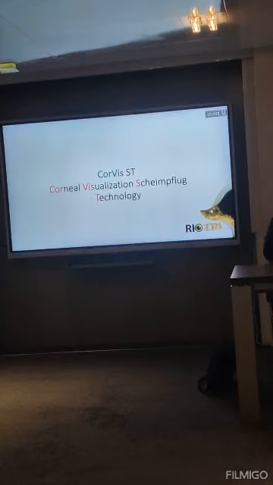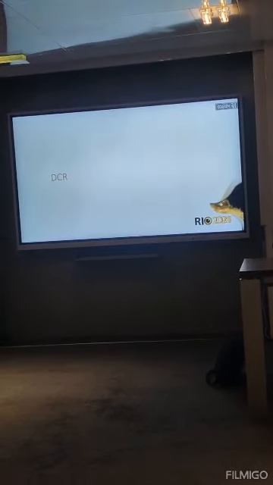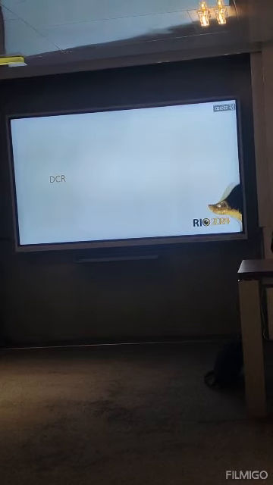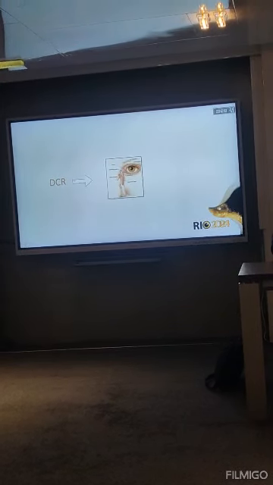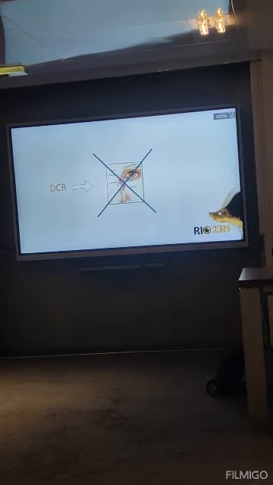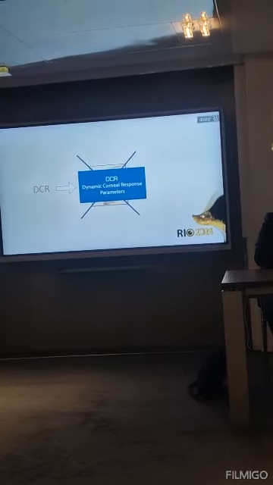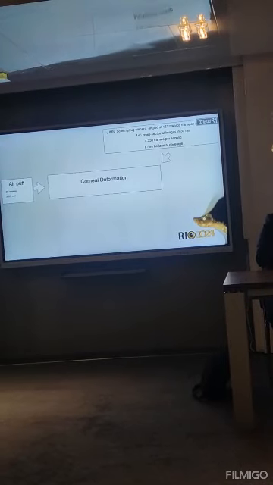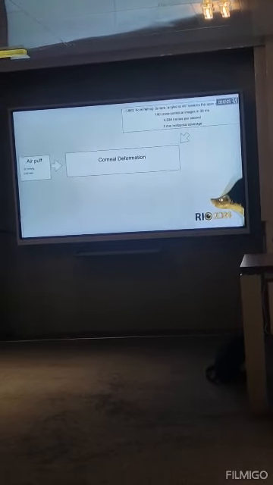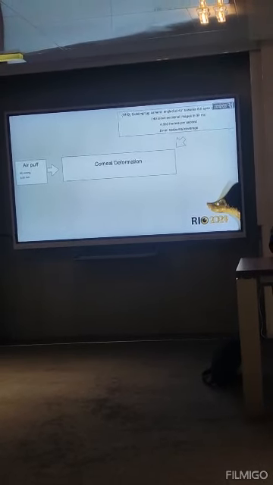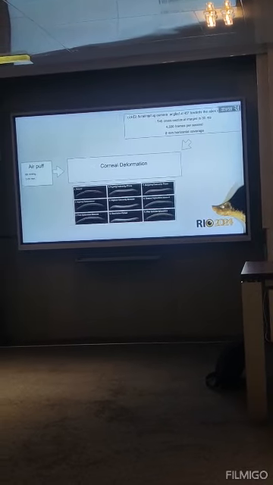So we'll talk about the Corvis ST, which is the corneal visualization Scheimpflug technology. Actually, this machine measures something called DCR. If you are into plastic surgery, don't expect it's your DCR. Actually, it's something else. It's dynamic corneal response parameters. The dynamic corneal response parameter, simply it's an air puff. The air puff is our force here, and there is a rotating camera. It's actually a Scheimpflug camera, horizontally placed.